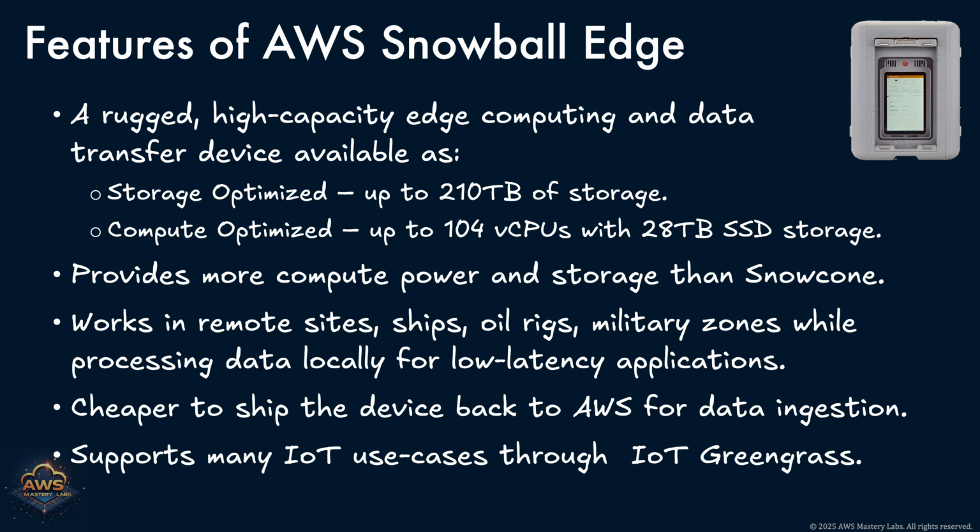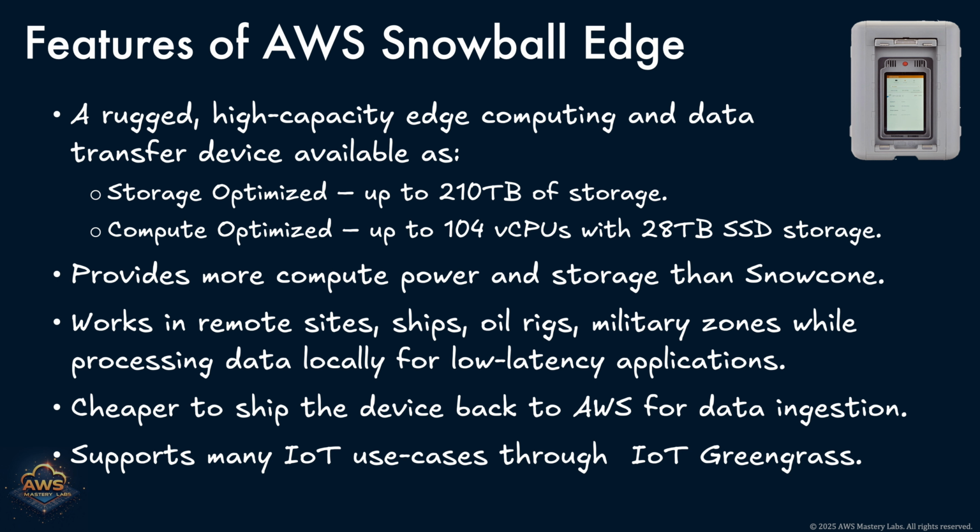There are two primary Snowball Edge variants, each designed to support different workload requirements. The Snowball Edge Storage Optimized model offers up to 210 TB of usable storage, ideal for large-scale data transfer jobs and archival workloads. The Snowball Edge Compute Optimized model provides powerful edge processing capabilities, with up to 104 vCPUs, 416 GB of memory, and 28 TB of dedicated NVMe SSDs for compute-intensive tasks like data analytics, image processing, and machine learning inference, all performed at the edge without waiting on a cloud round trip.